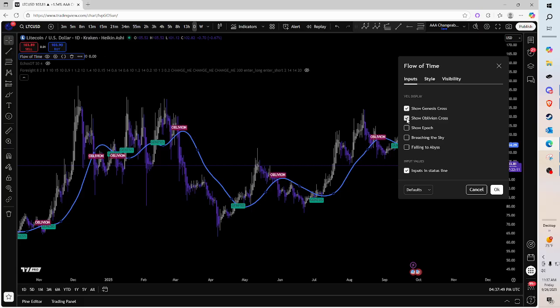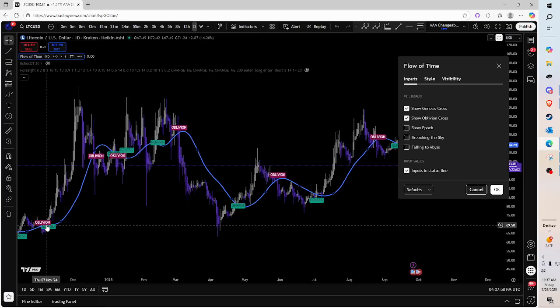so you can see what we're doing here. You see, it's so simple. You have an Oblivion cross here. Turns out to be a bull trap, but we're right out of it right away.